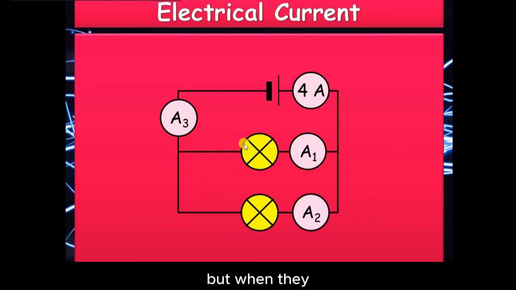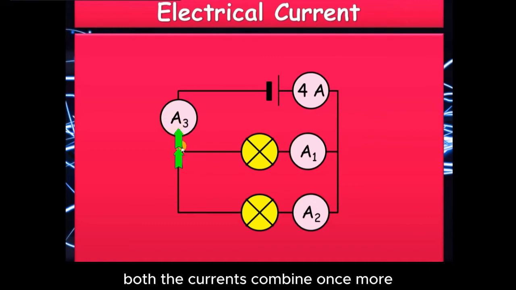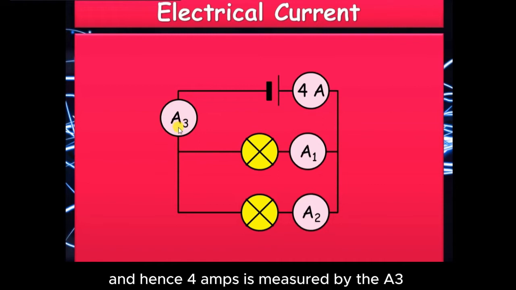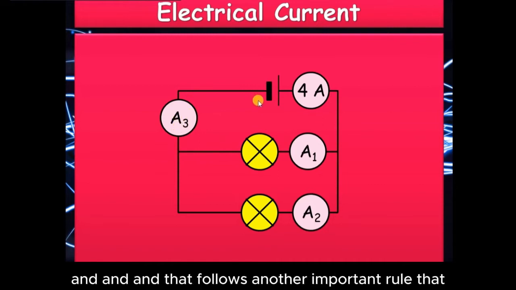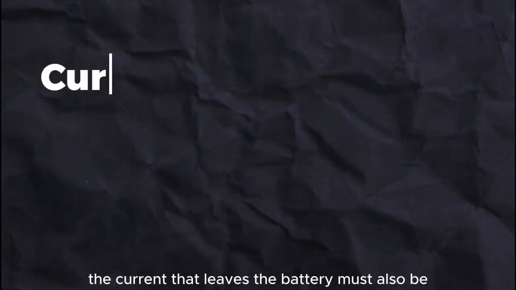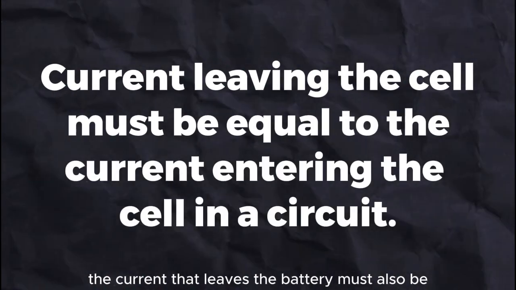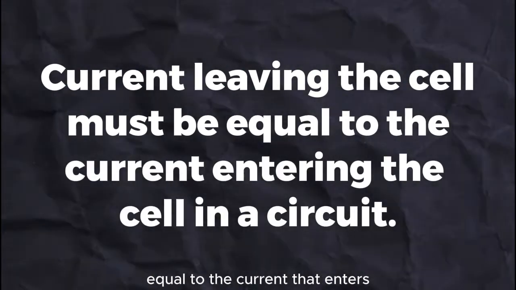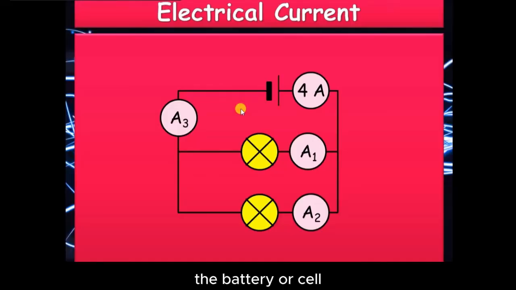But when they go through A3, both the currents combine once more, and hence 4 amps is measured by the A3. And that follows another important rule, that the current that leaves the battery must also be equal to the current that enters the battery or the cell.